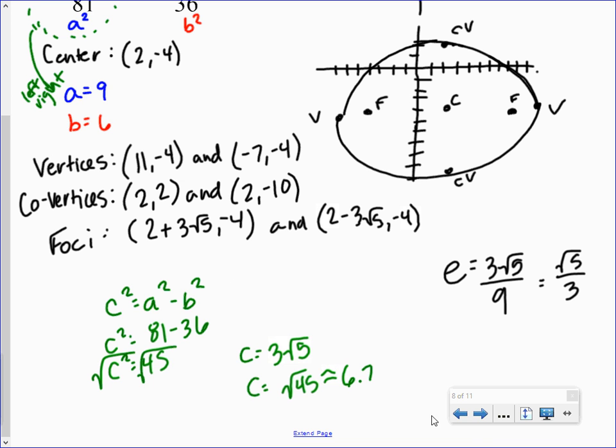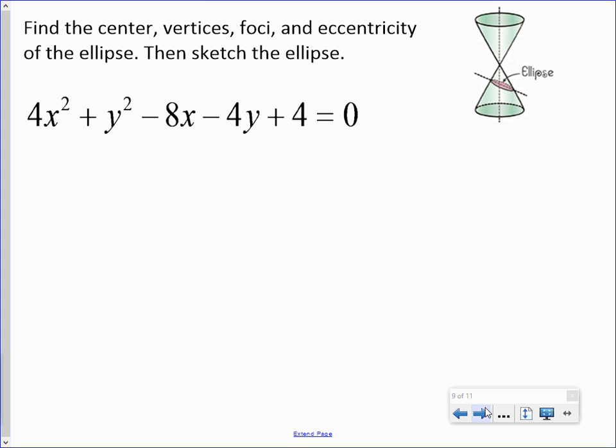Okay, the next example that we at least want to look at before we leave, we've got about 5 minutes, is one where it's not given to you in standard form. So we have the same directions here. Find the center, vertices, foci, eccentricity of the ellipse, sketch the ellipse. I also always find the co-vertices. I can't remember if that's included on the quiz or not. I can tell you tomorrow. But I always find those too because you do it anyway to graph it.